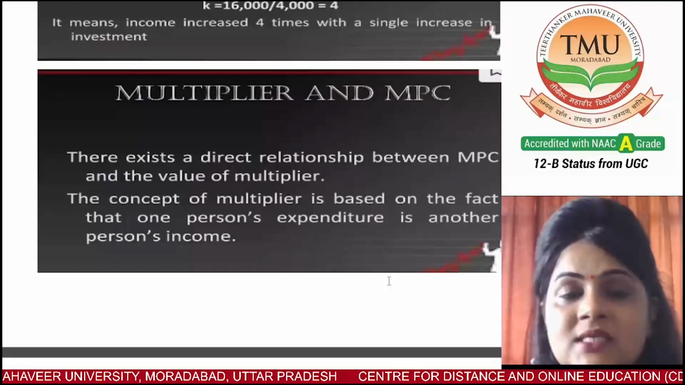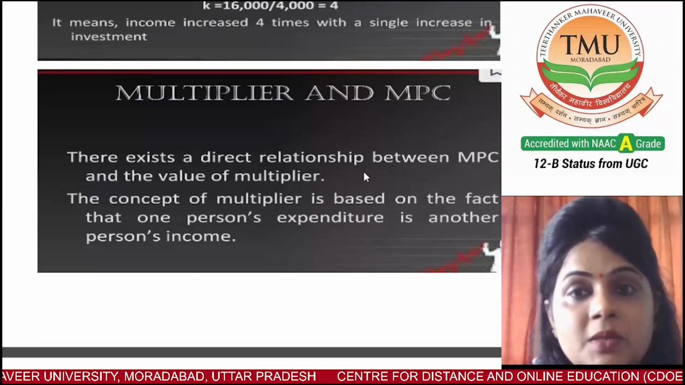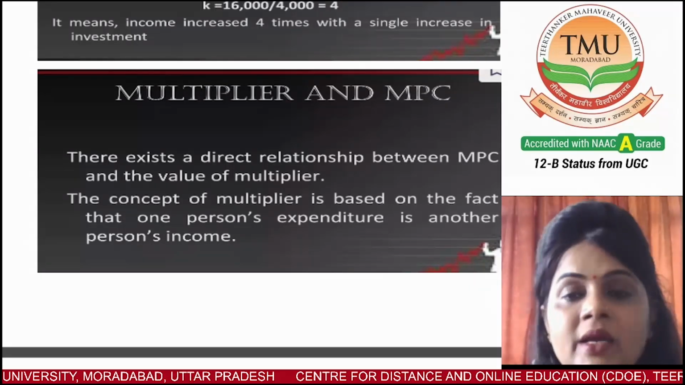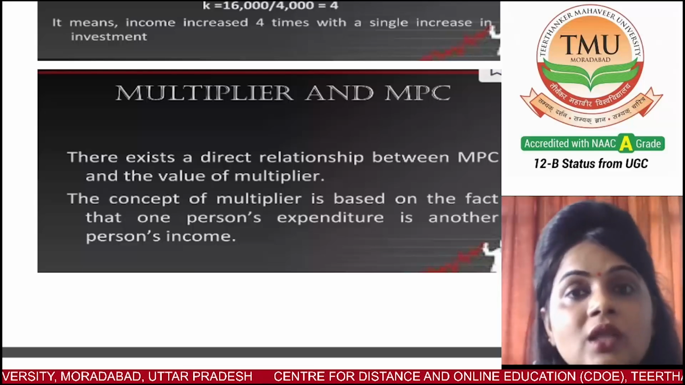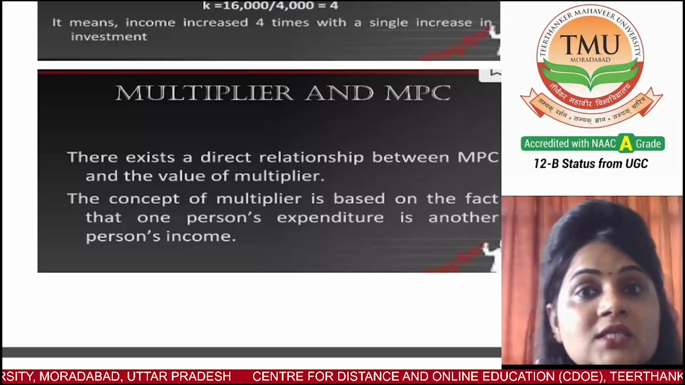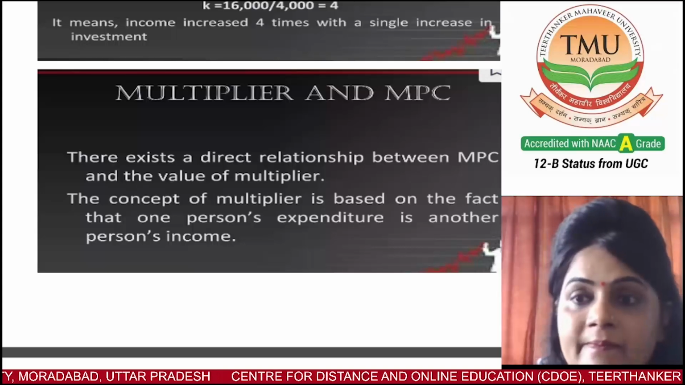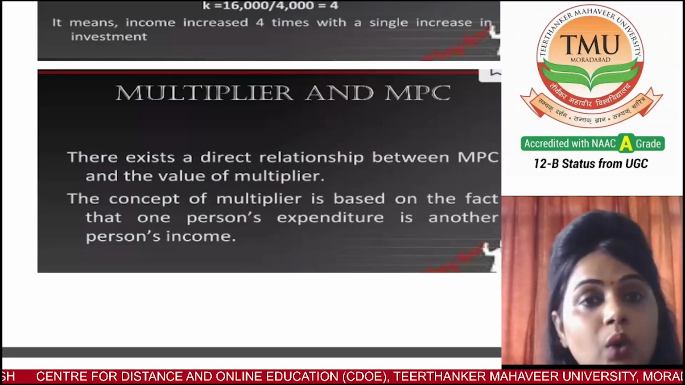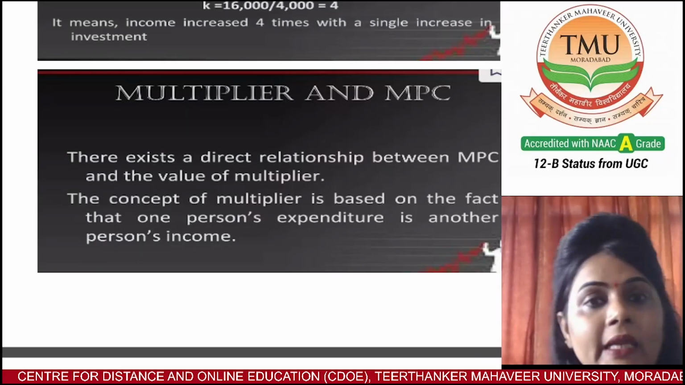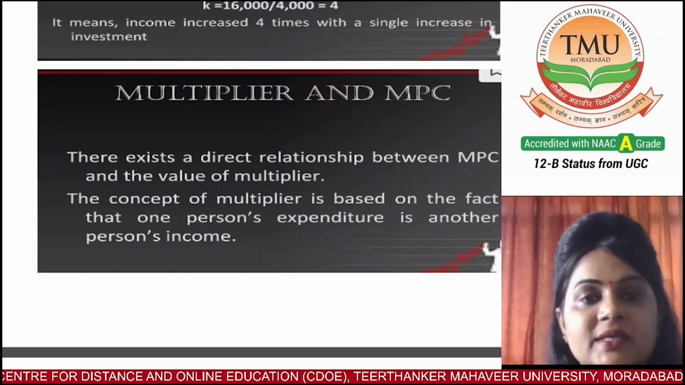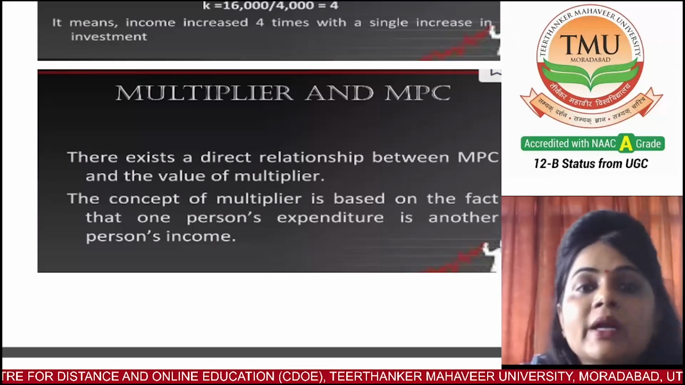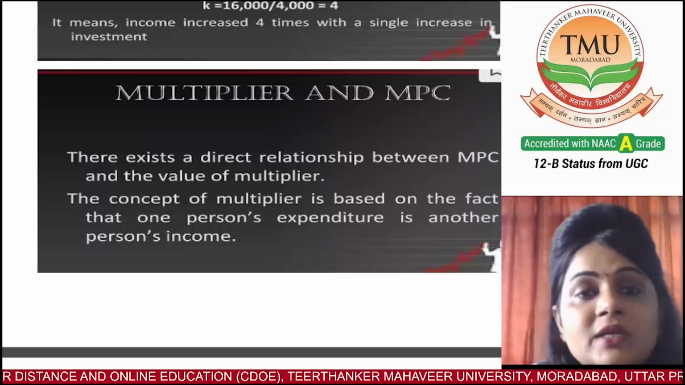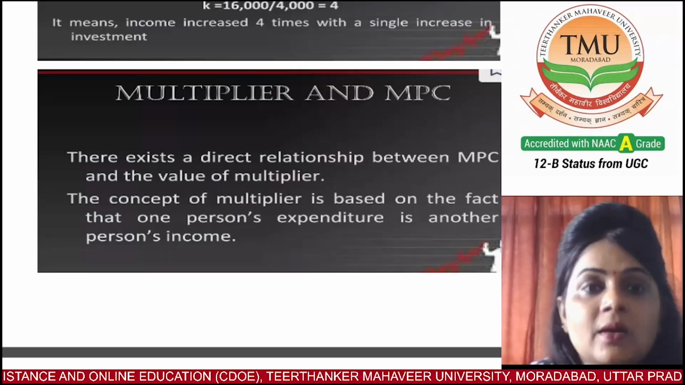So, multiplier and MPC: there exists a direct relationship between MPC and the value of multiplier. The concept of multiplier is based on the fact that one person's expenditure is another person's income. MPC and multiplier value are directly related to one another. The value of multiplier increases with the increase in MPC and vice versa. The concept of multiplier was developed based on the view that the expense of one person is another person's income.